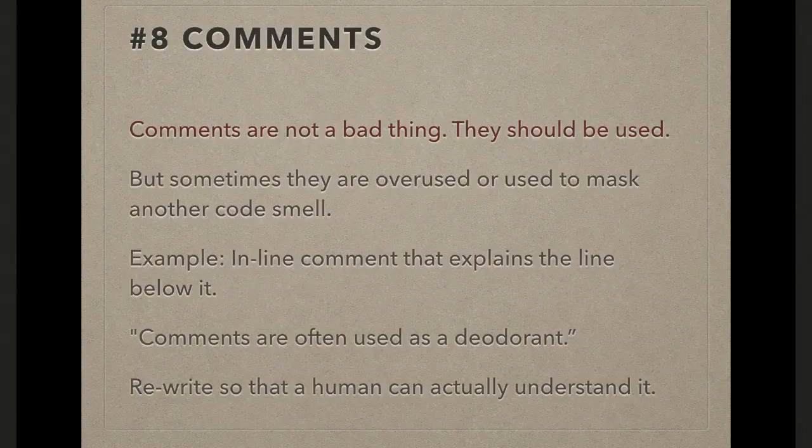So if you have an inline comment right in the middle of your method, and it explains the next line below it, then that's a pretty good indicator that the next line is written very poorly. So just take the time to refactor that line, make it a method with a descriptive name or whatever you need to do to eliminate that inline comment altogether. And the quote that they use in the book is that comments are often used as deodorant, right?